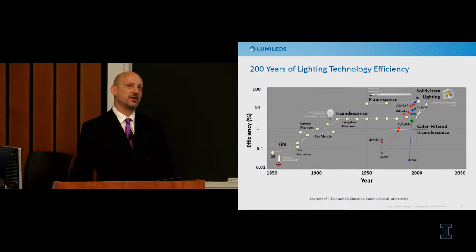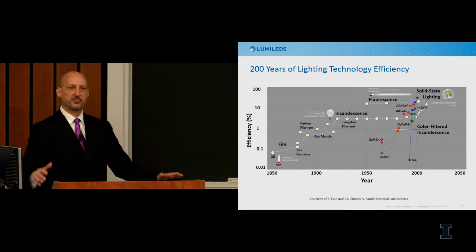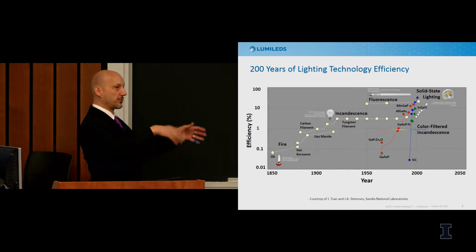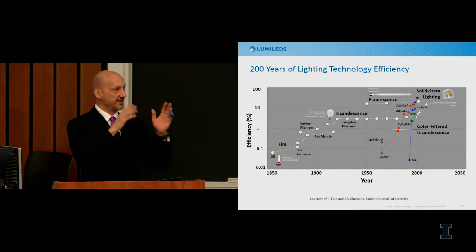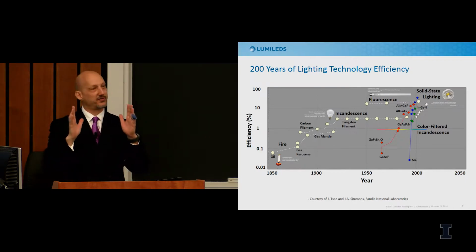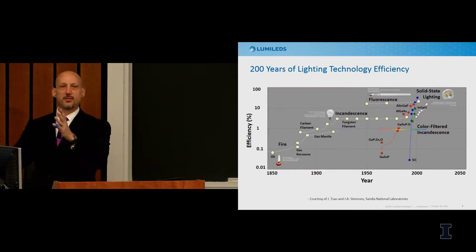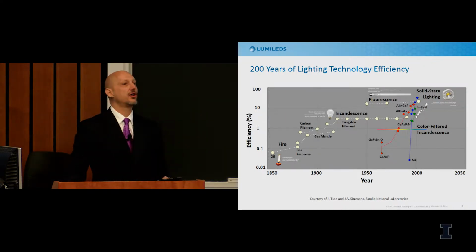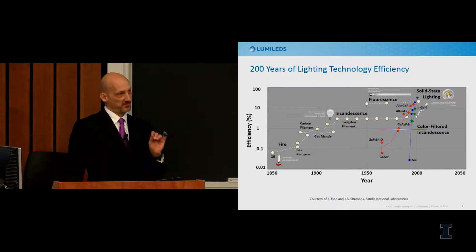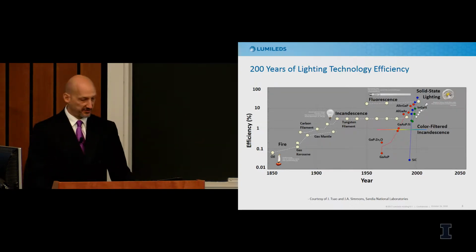So when you look at this in retrospect, there's this period of tens of thousands of years where we had fire. There was this little period of time where we had gas lamps, incandescence and fluorescence. And then there'll be this long period of time where we have solid-state lighting. And that was all started with Nick Holonyak's LED work in 1962.